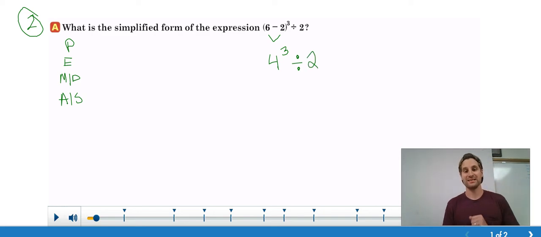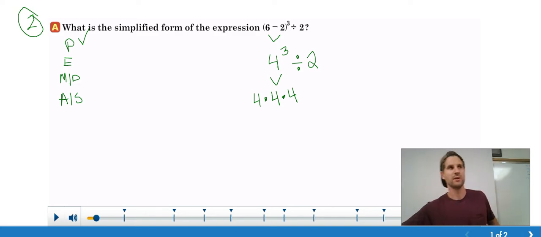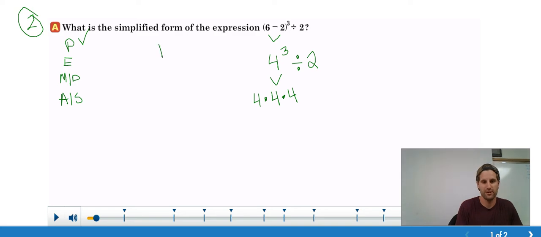Okay. Next, parentheses, there's no more. Now exponents. Do I see any exponents or powers? And I do. So I need to go ahead and evaluate this, which is 4 times 4 times 4. 4 times 4 is 16, and 16 times 4 is 64, I believe. Let me double check. Let's write it out. Let's show the math here. 16 times 4, pretty sure we got 4 times 1 is 4 plus 2 is 64. All right, so this all becomes 64.